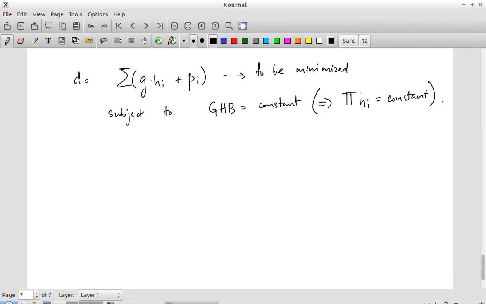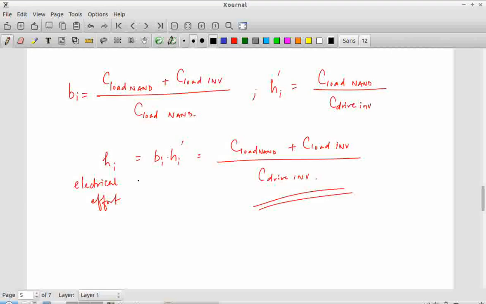So effectively what I have is I need to minimize this summation subject to the constraint that the product of all HIs is a constant. It's not exactly equal to the G into H into D, but it is related to it. The fact that G into H into D is a constant means that the product of HIs is also a constant. DI does not come. DI is anyway a constant for each and every one of the gates. You are already given the gate. The HI already takes into account the DI. Remember how I defined HI prime and DI, HI. So HI already takes into account the branch. If there is any branching at a point, then the HI has already taken it into account.